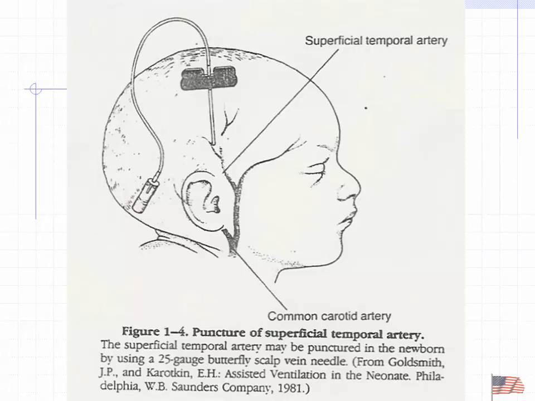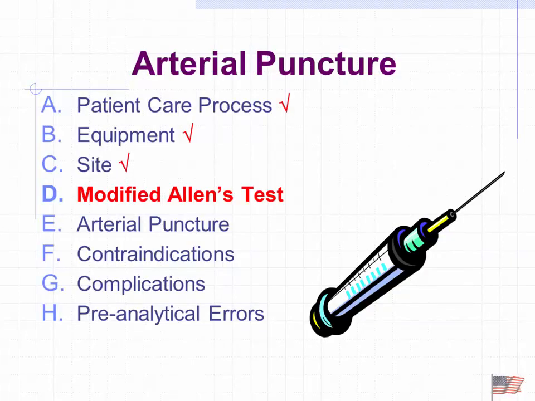This is an example of using a superficial temporal artery. Not one that we typically would use, but if it's a child, and that was our best site, that is one that we may end up using.